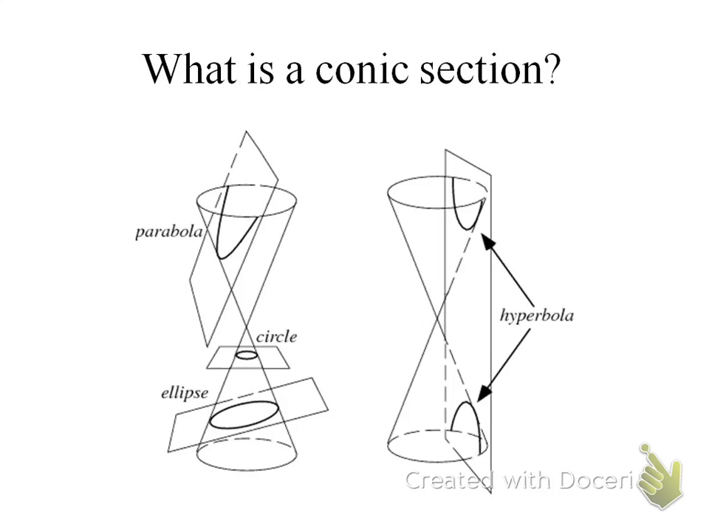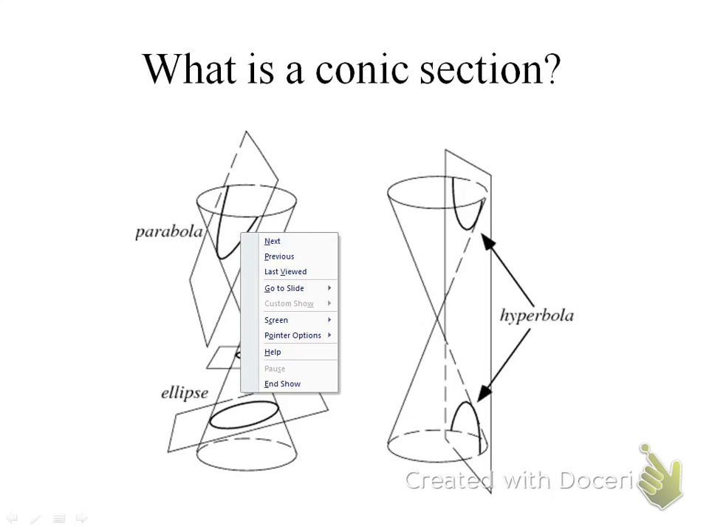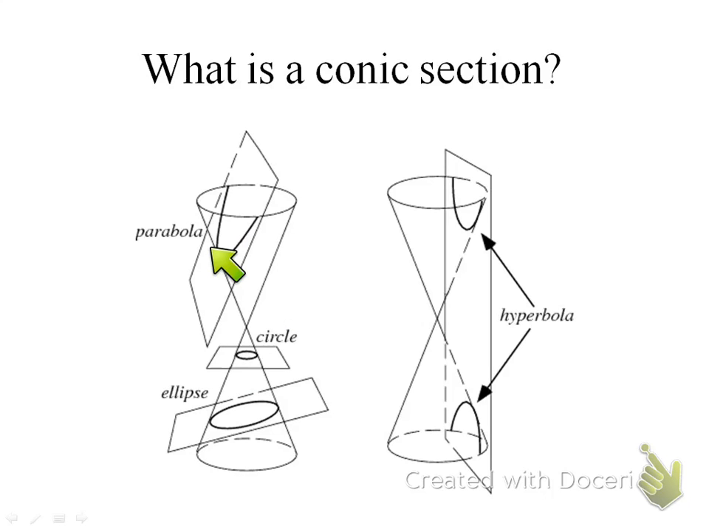All right, before we start talking about just parabolas, I want to introduce to you what's called a conic section. This whole chapter, chapter 10, is on conic sections. Conic sections are formed when you take a double cone and you slice it with a plane. So if you just slice the top of one of the cones, that forms a parabola.